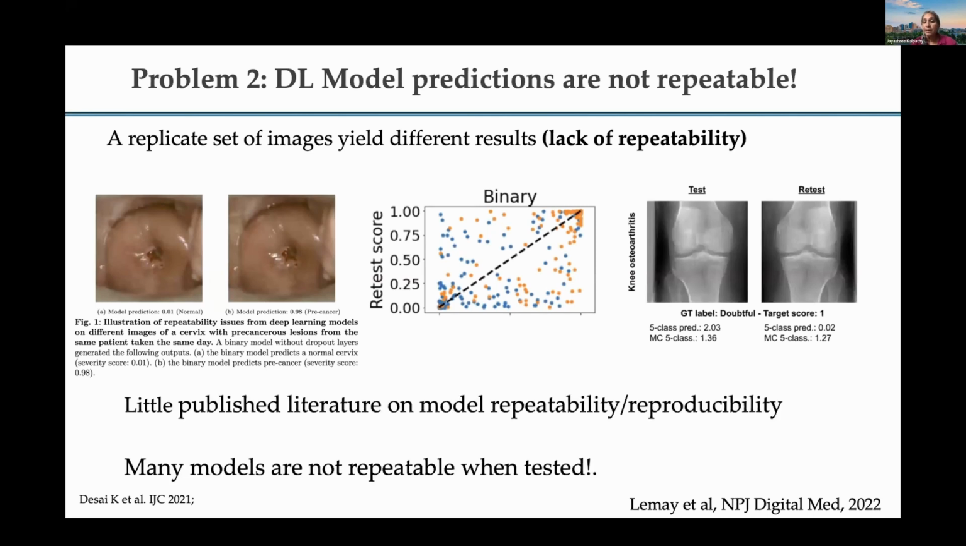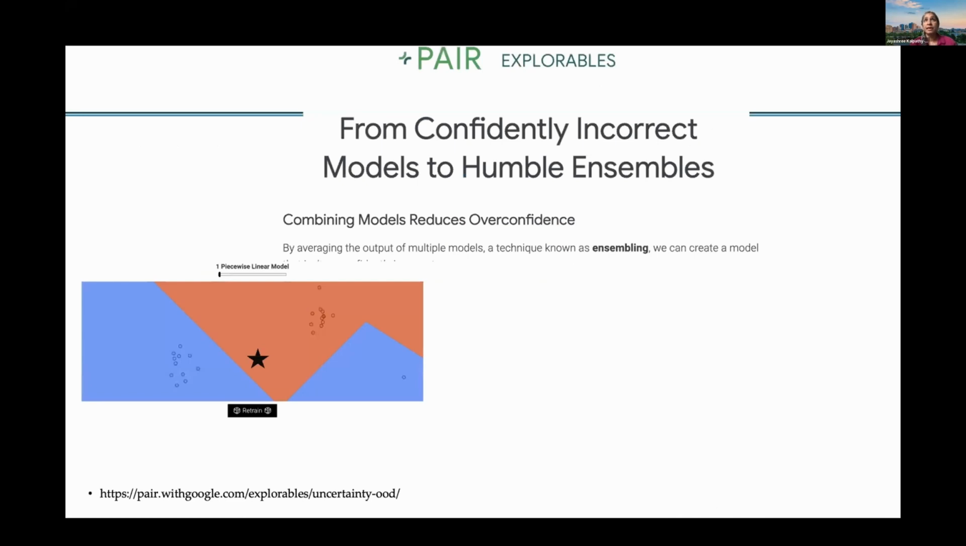Again, same sort of thing. We've looked at it for multiple data sets: cervical cancer, ophthalmology, X-rays, and so on. In all of those cases, we find that the models are surprisingly not repeatable, especially depending on how you train them. If they were trained as a binary or 2-3 class classifier with fairly sharp boundaries, this problem becomes even worse.